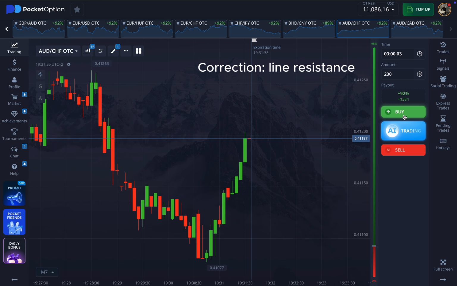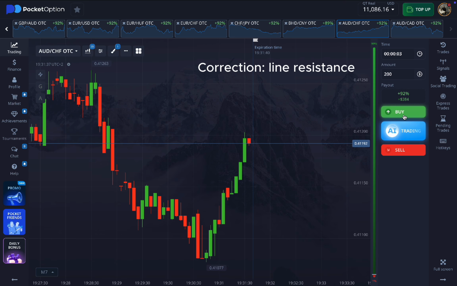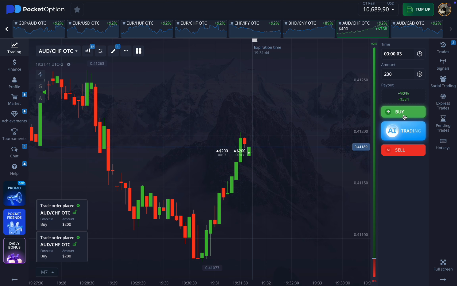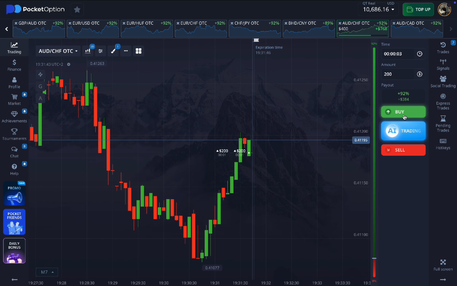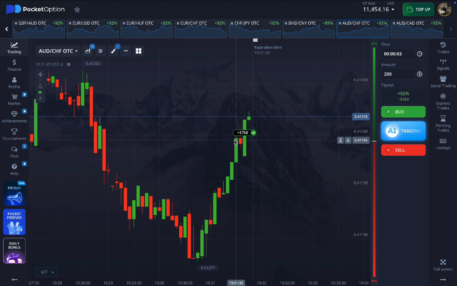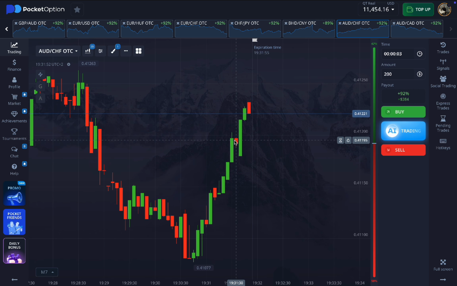That is exactly why we're waiting patiently for a red candle with a lower wick, and we'll open a trade for a price increase. Alright, we've opened 2 trades. And both of our trades were successful. We earned $768. An excellent result, that's the strategy. In other words, it's extremely simple and absolutely anyone can replicate it.